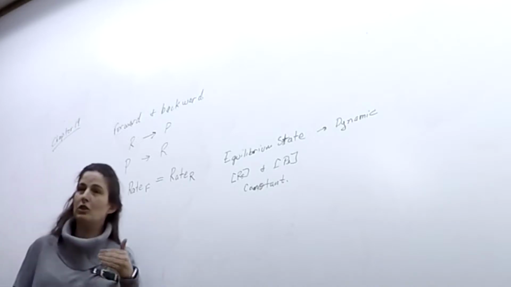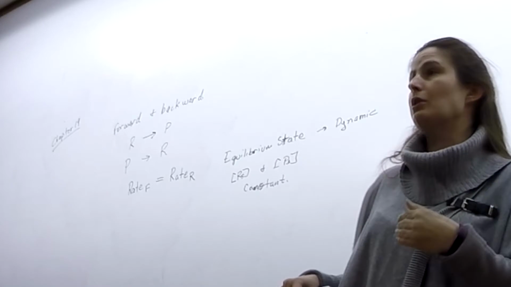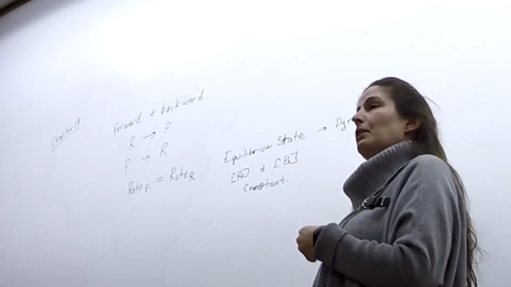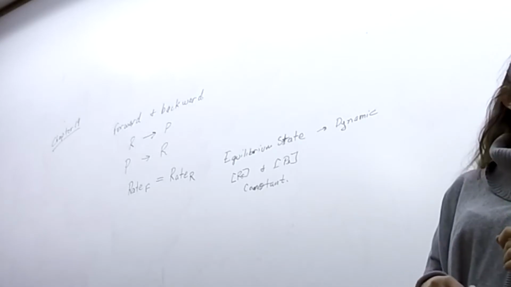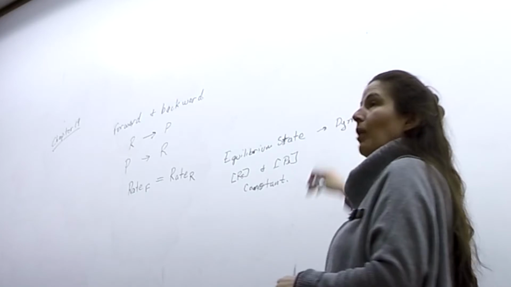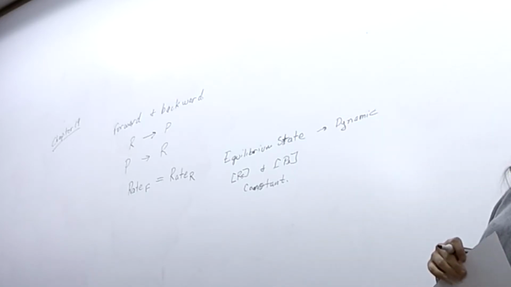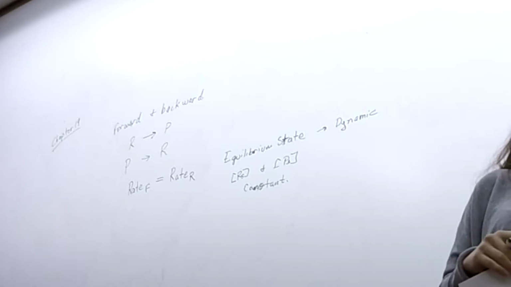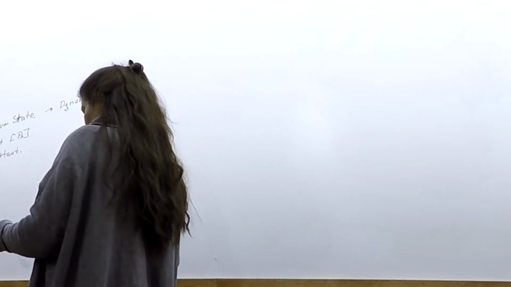So your reaction is always happening. Your products are always going to reactants, reactants are always going to products, but when you hit equilibrium, the concentration of the products and reactants does not change. Okay? So that's why we call it a dynamic process or a dynamic equilibrium. Your reactions are still happening, you just don't see a change. Right? But on a molecular level, you would be able to see that change. All right.